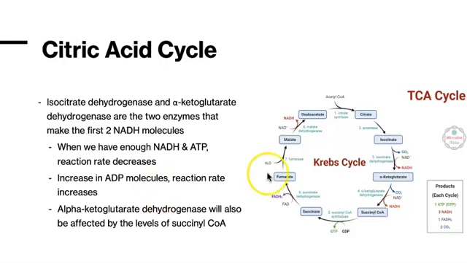Our alpha-ketoglutarate dehydrogenase is also going to be affected by the levels of succinyl-CoA, and you can see that that is the end product over here for that enzyme. So if we see increased levels of that, then we are going to slow down this process or start to deactivate some of these enzymes so that we're not producing so much of it.